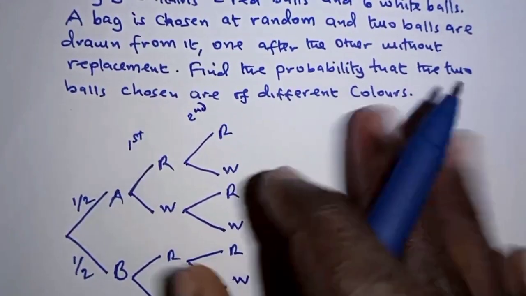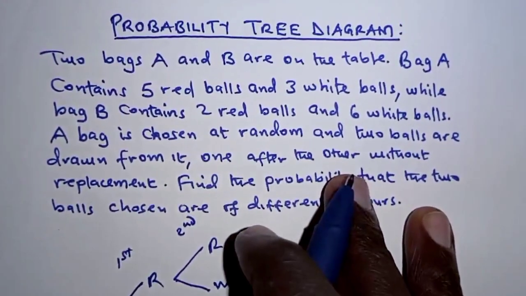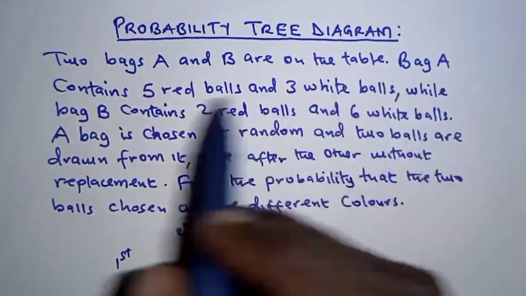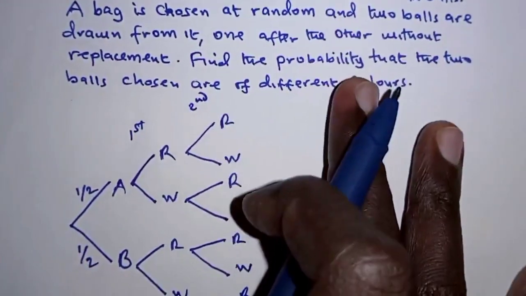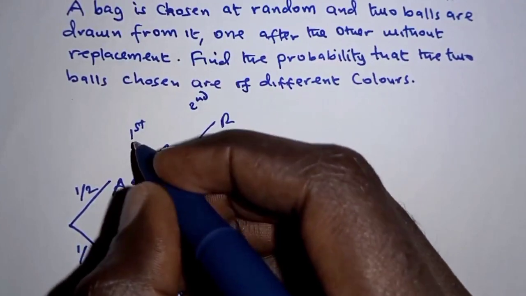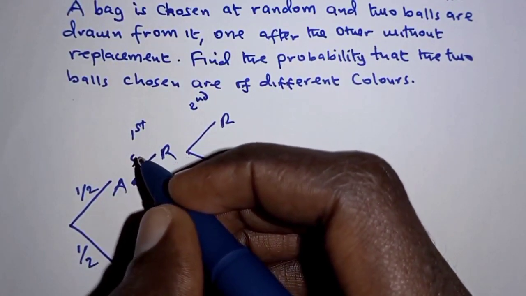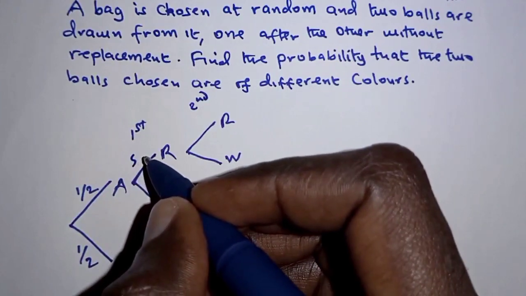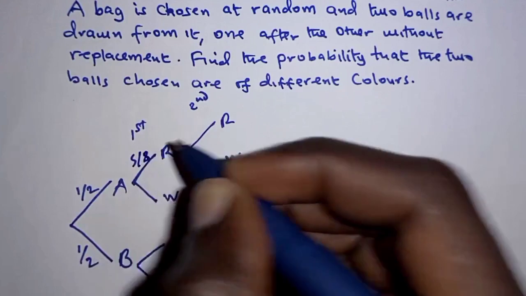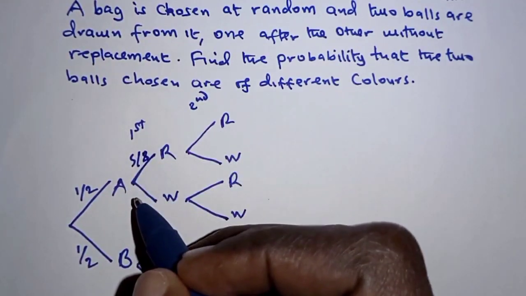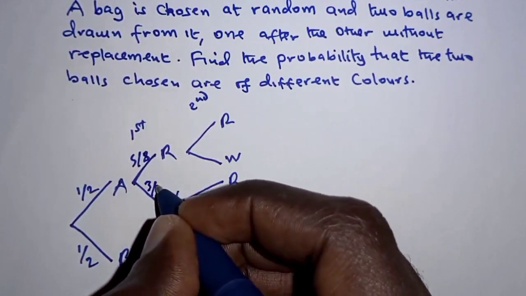So if you are to pick from bag A, we are told that bag A contains 5 red balls and 3 white ones. So for the first picking, we have 5 reds. So it is 5 out of a total of 8. So we have 5 reds and 3 white ones. So the total is 8. So we have 5 over 8. And for the white balls, we have 3. So it's 3 over 8.